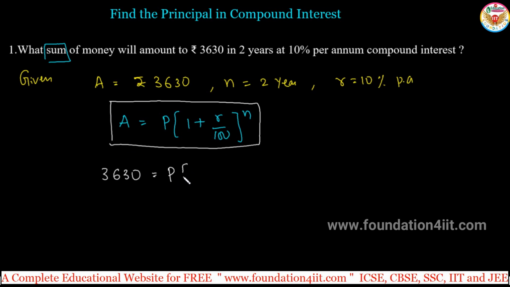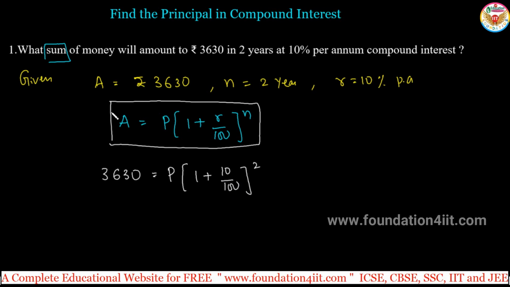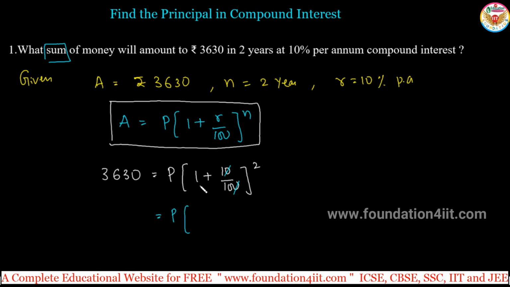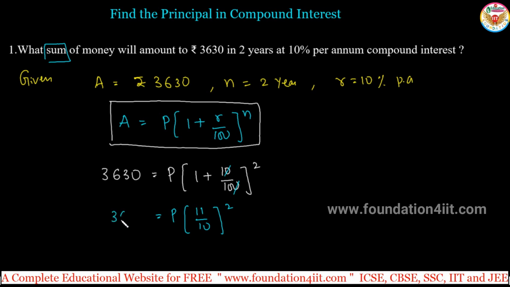P as it is, in the bracket 1 plus R by 100. R is 10, so 10 by 100, to the power 2. Now we can simplify. 10 ones are 10, the tens cancel, right? So P into 1 plus 1 by 10 is 11 by 10, 11 by 10 whole square. That is the same 3,630. Now we can calculate this.